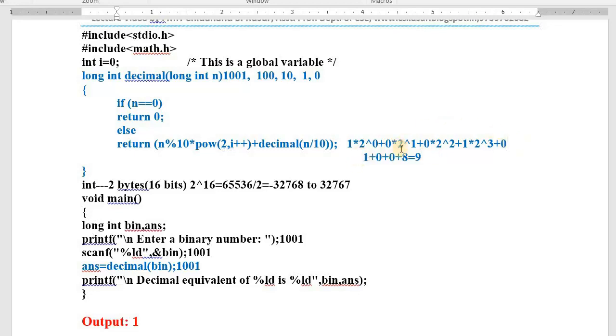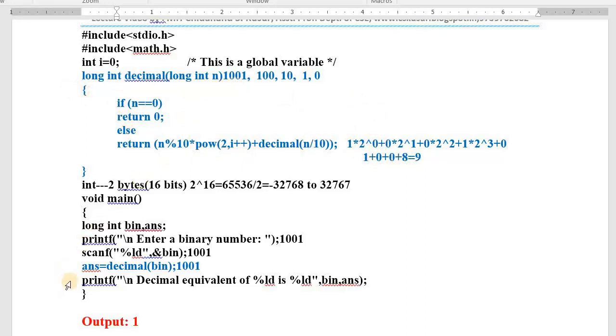Now the machine will evaluate all those things. 2 raised to 3, how much? 8. 8 into 1 is 8. 8 plus 0 is 8. Next 2 raised to 2 is 4. 4 into 0 is 0. 2 raised to 1 is 2. 2 into 0 is 0. 2 raised to 0 is 1. 1 into 1 is 1. 1 plus 0 plus 0 plus 8. What is that? 9. This function returns 9. 9 is the decimal equivalent of binary 1001.